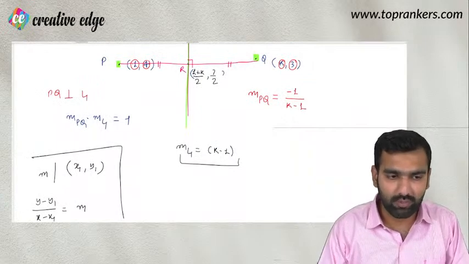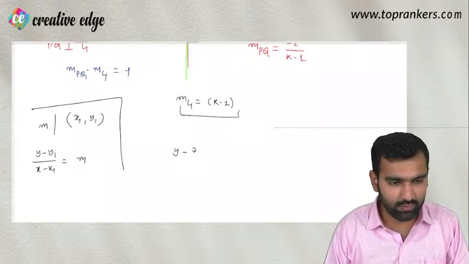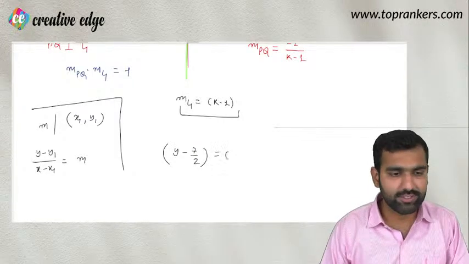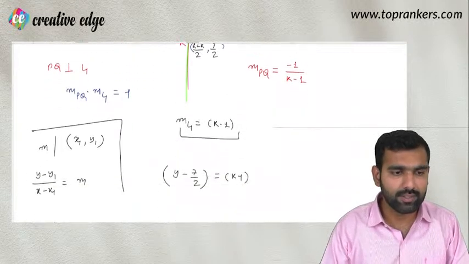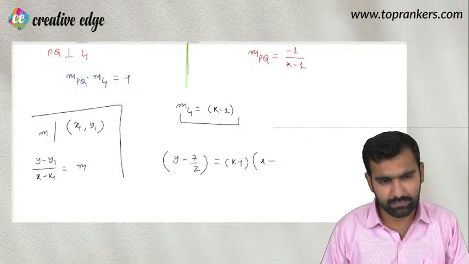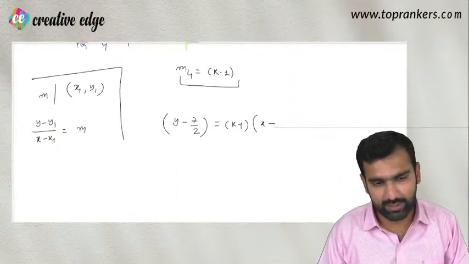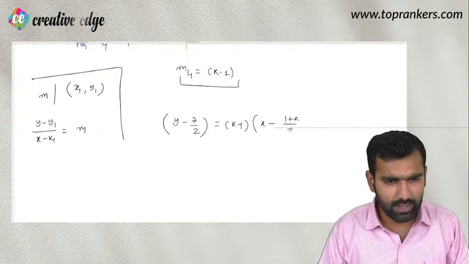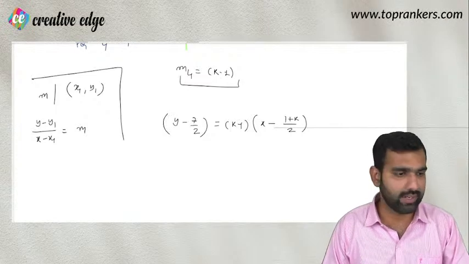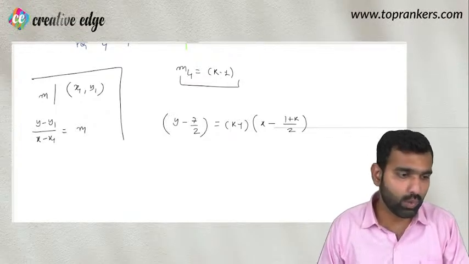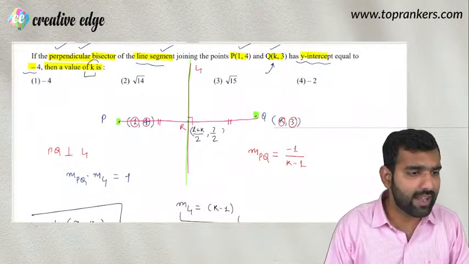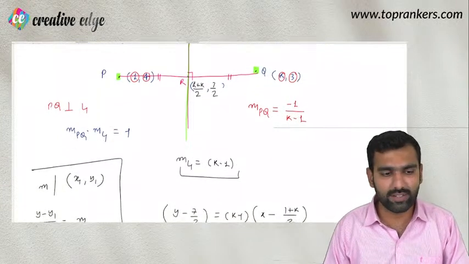So y minus y1, y minus 7 by 2. So the equation for our line L1 is going to be y minus 7 by 2 equals m, which is k minus 1, times x minus 1 plus k by 2, that is our x1, right? I hope everyone is comfortable so far and you're able to process this much information without any hesitation or confusion. Now, the equation of the perpendicular bisector we have created, right? Now, what are we asked? The value of k is what we are asked. So we are finally asked what should be the value of k.